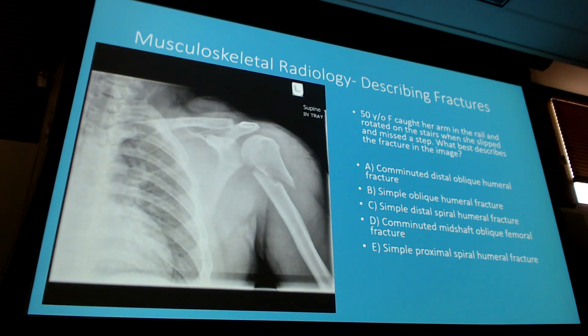All right. A 50-year-old caught her arm in the rail, rotated on the stairs when she slipped and missed a step. What best describes the fracture in the image? Take your time, read them real quick, look at the picture, and let me know what you think. This is where I can put a bunch of words together to describe one fracture. And we're going to practice our test-taking techniques on this one.